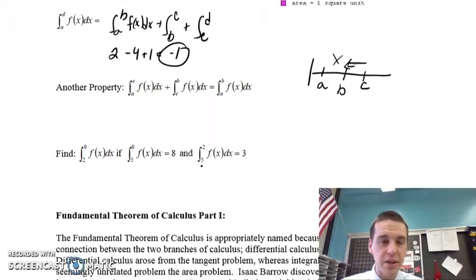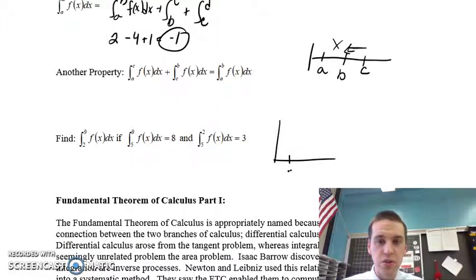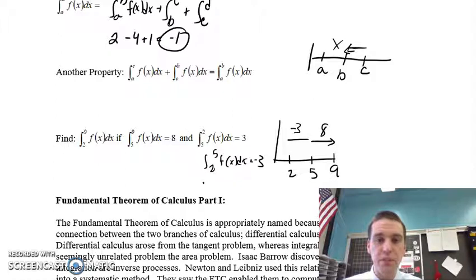So using that theorem, if I know 5 to 9 is 8, and 5 to 2 is 3. Now, careful here. If 5 to 2 is 3, we really want to rewrite this as 2 to 5, which is negative 3, again using the property that if I flip the bounds, I can negate it. So what is the area from 2 to 9? Negative 3 plus 8, which is 5.